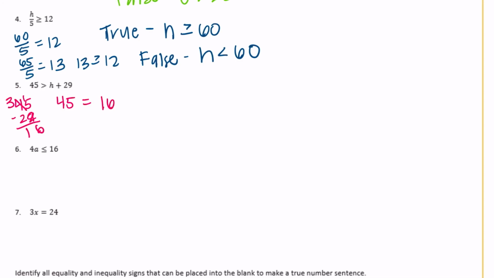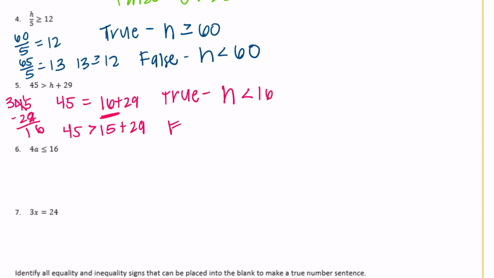45 is equal to 16 plus 29. But we want 45 to be greater. So if I made this anything less than 16, for example, if I made it 15, then it would be less than because it would be equal to 44. If I made it 16 or greater, then it wouldn't be true because it would be higher than 45. So to make it true, h needs to be less than 16. For it to be false, h needs to be greater than or equal to 16.